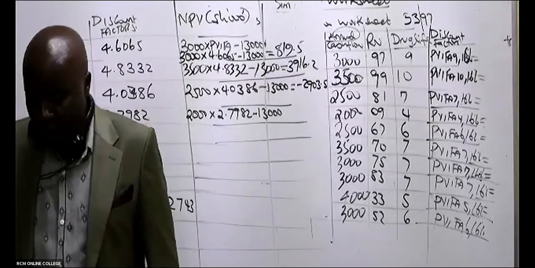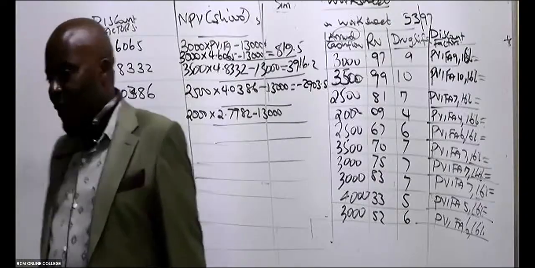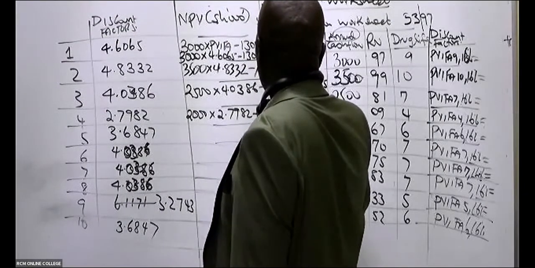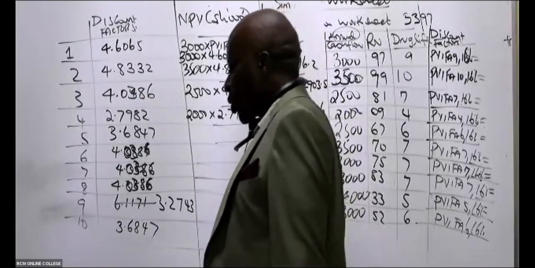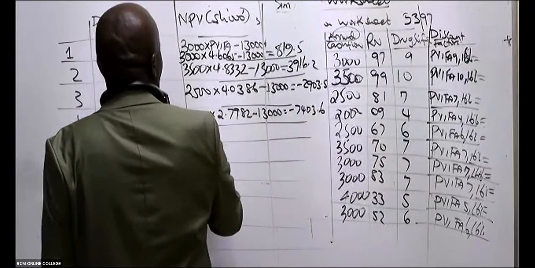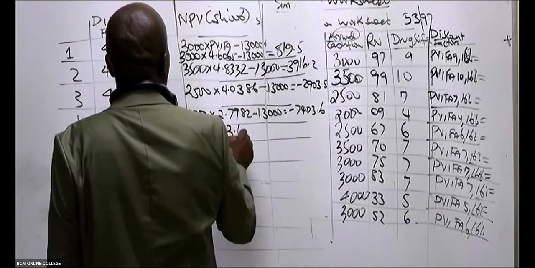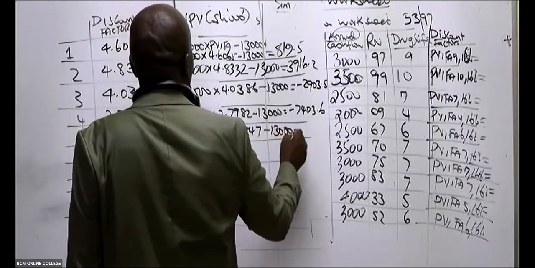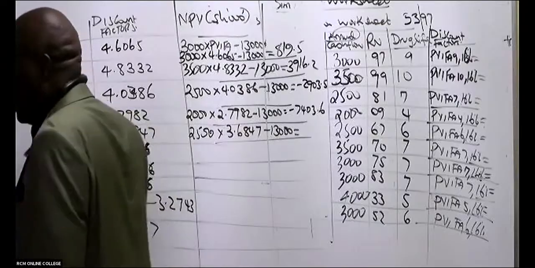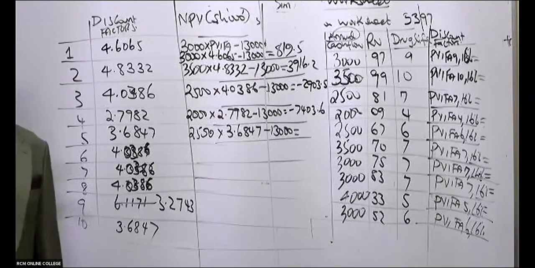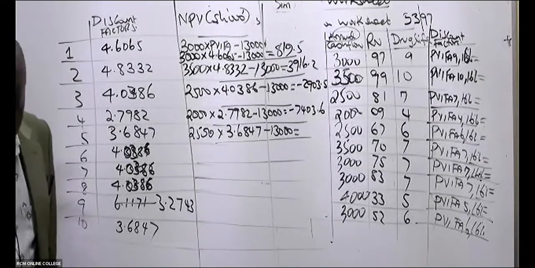So according to Lincoln, we are getting negative 7403.6. Is that okay? So we go to number 5. Number 5, I can see it is 2,500 times this. So I believe now you have gotten an idea, and I know now you can give me all the answers, all of them.